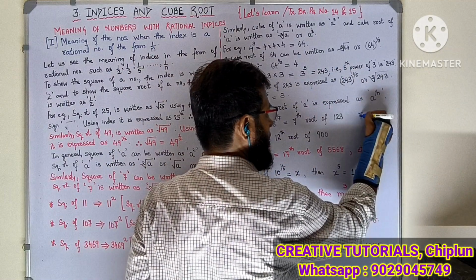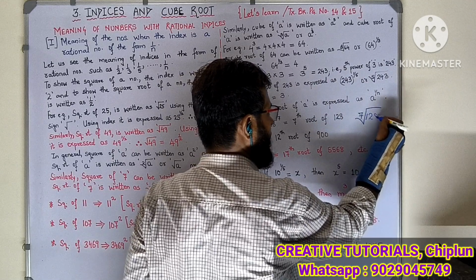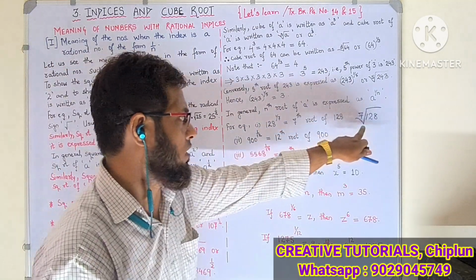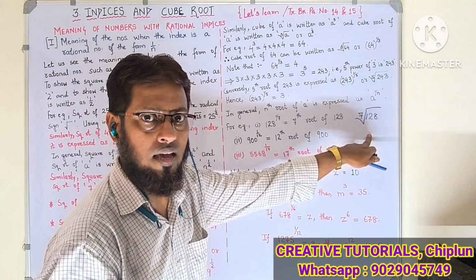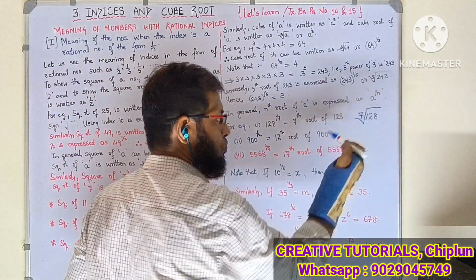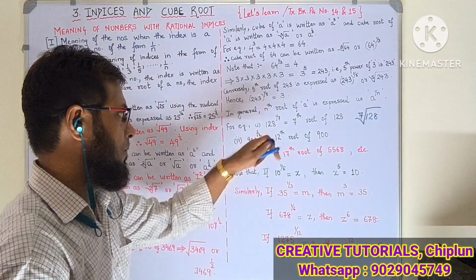ये मेरा हो जाएगा 7th रूट ऑफ 128. राइट ना? अगर मैं ये देखने जाऊं और ये देखने जाऊं दोनों भी सेम ही है. करेक्ट ना? ये अब 1/7 कहां से आया? ये 7th रूट जो है मेरा पॉकेट में जो है रेडिकल साइन का, ये उसका रेसिप्रोकल है 1/7.